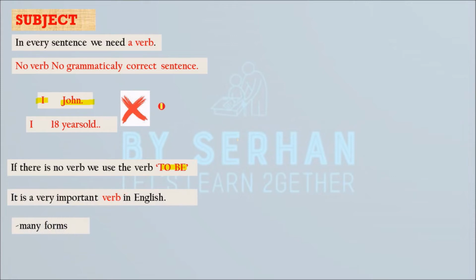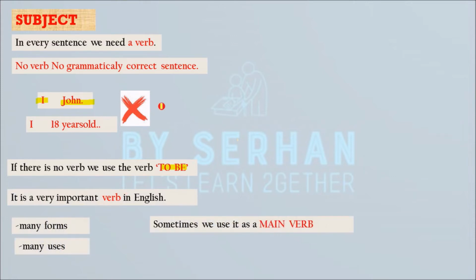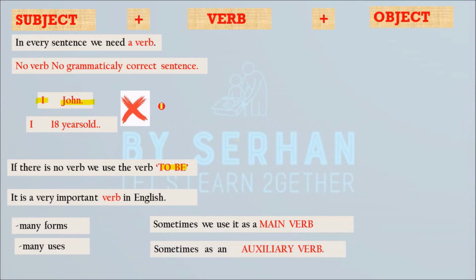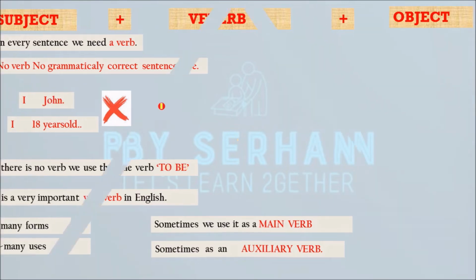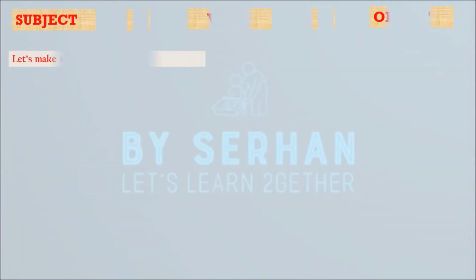To be has many forms. To be has many uses. Sometimes we use it as a main verb and sometimes we use it as an auxiliary verb. Here in this lesson, we will use the verb to be as a main verb because we won't have a main verb, so it will be our main verb during this lesson. So I start the sentence with a subject.